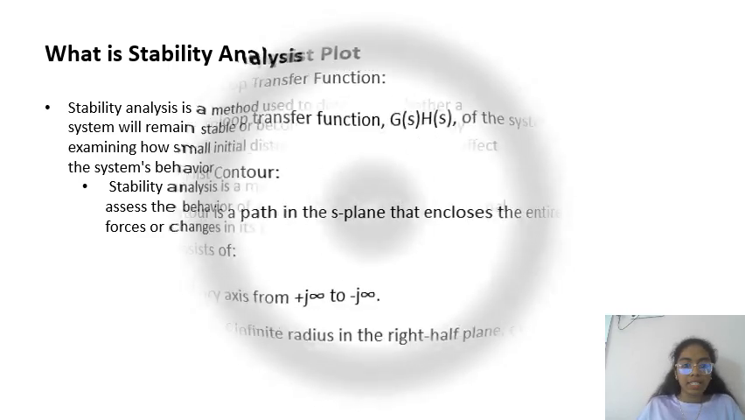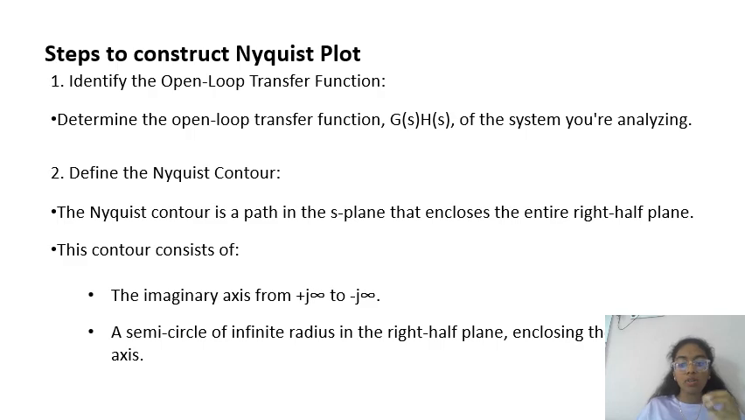So in the next slide we are going to discuss how to construct a Nyquist plot. Identify the open loop transfer function. First of all, we need to determine the open loop transfer function, that is G(s)H(s) of the system. Then define the Nyquist contour. The Nyquist contour is a path in the s plane that encloses the entire right half plane. The contour consists of the imaginary axis from plus j infinity to minus j infinity, and a semicircle of infinite radius in the right half plane that encloses the axis.